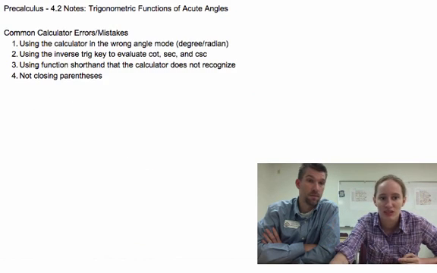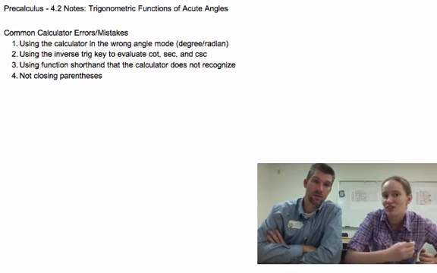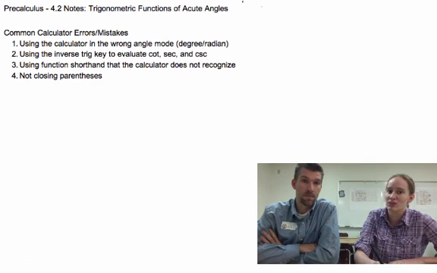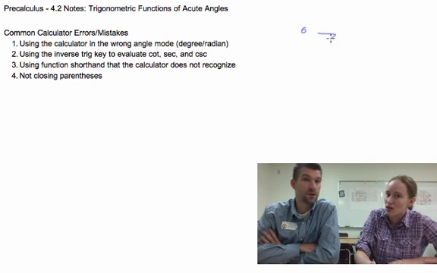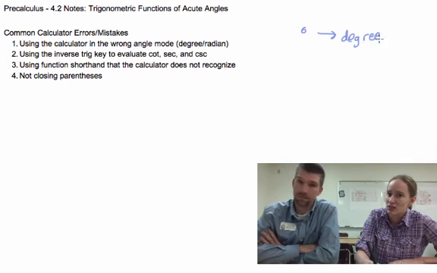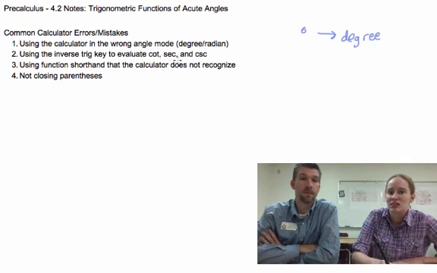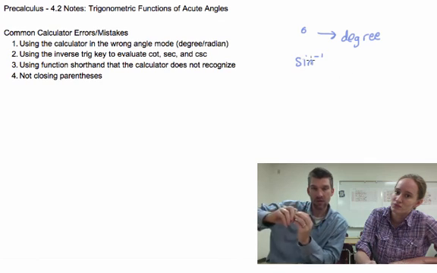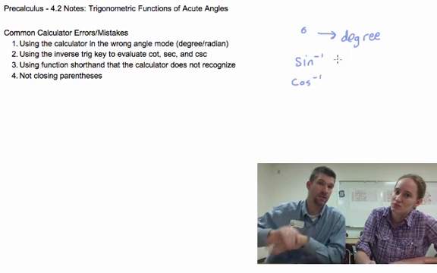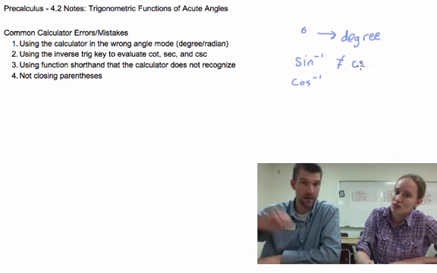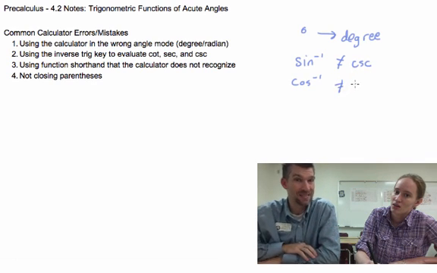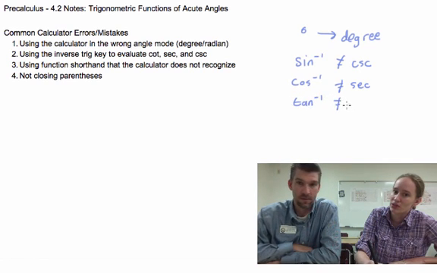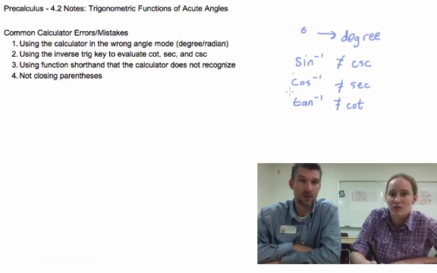Right, absolutely. Let's just go straight in and talk about common calculator errors and mistakes. Number 1, using the calculator in the wrong angle mode. Like we said, if you see a degree symbol, use degree. If you don't see a degree symbol, use radian. Number 2, using the inverse trig key to indicate cotangent, secant, or cosecant. The inverse trig key is the key that says sine -1, cosine -1, tangent -1. We don't know these yet. We're learning them later, okay? So if you need cosecant, cotangent, or secant, that is 1 divided by the appropriate trig function, which we wrote on an earlier slide, so you might go back and look at that if you didn't do this.